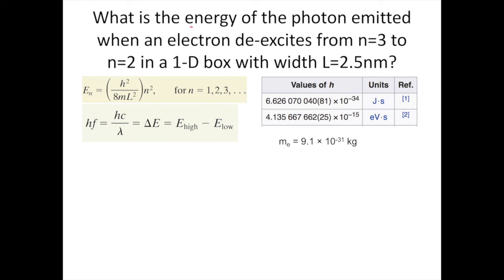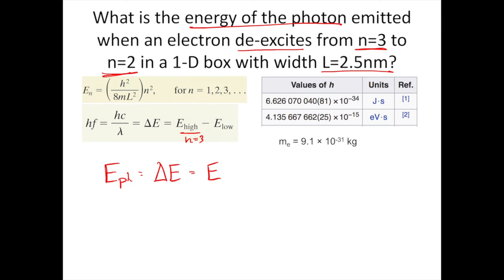Right? So what is the energy of the photon emitted when an electron de-excites from n equals 3 to n equals 2 with a width L, right? So the energy of your photon is just going to equal that delta E, and that's going to be the energy of the high, which is n equals 3, minus the energy of the low, which is n equals 2, right? The smaller number has the smaller energy, right? And so we get E photon, and I'm going to actually bunch up the constants over here.